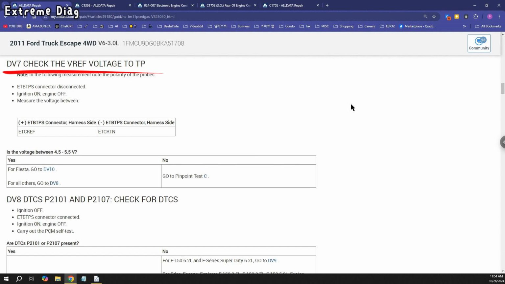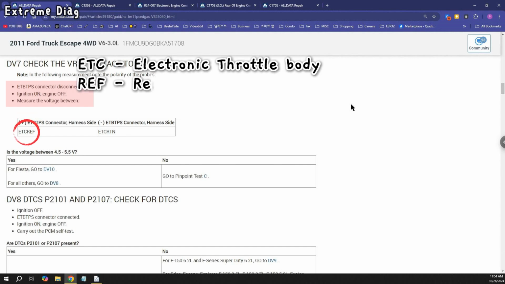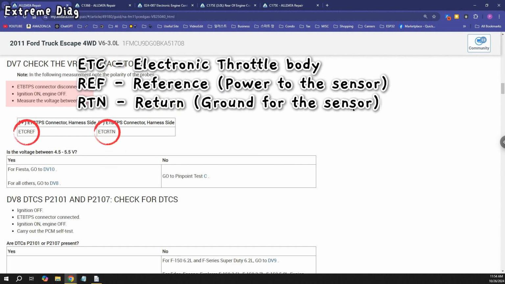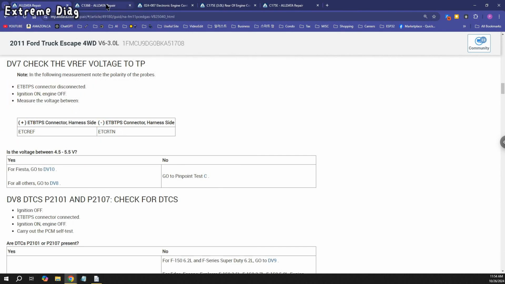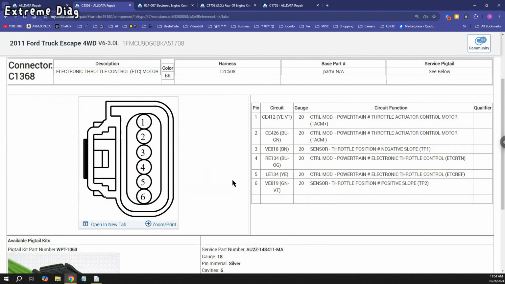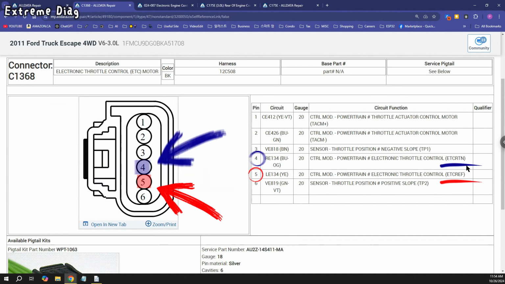DV7 says to check the sensor power supply at the throttle body. Disconnect the throttle body connector, turn on ACC mode, and check the voltage between the ETC-REF and ETC-RTN pins. Looking at the throttle body connector pinout, ETC-REF is pin 5, and ETC-RTN is pin 4. I'll check pin 5 and pin 4 on the throttle body connector.